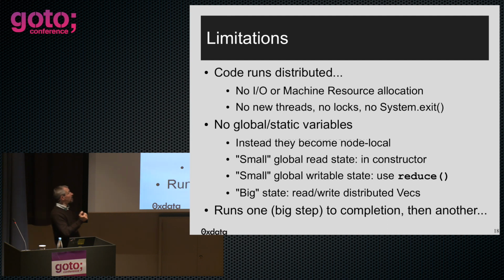Now, if you actually need global state, then if it's readable, you put it in the constructor, and it'll be cloned around as a read-only thing for every member of the cluster, every thread to use. And if it's writable, you're going to have to use a reduction call to get the results to roll back up and come back to you as a truly global written result. And for the big state, you just read and write straight into the big data.